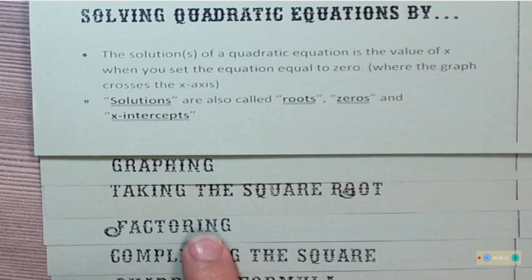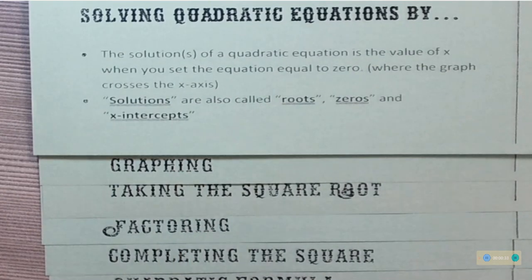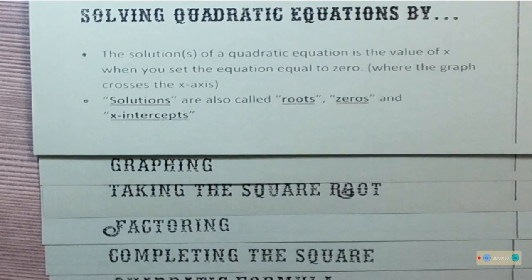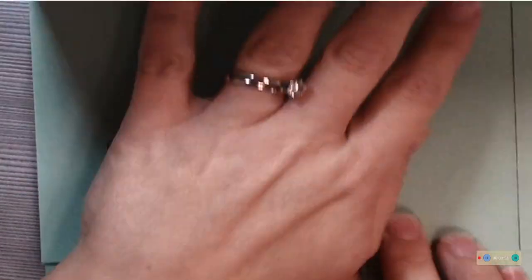Factoring is going to reveal two parentheses. That is your factored form. And if you remember, we were calling that intercept form. So the reason factoring is useful is because once you get it in factored form, you're going to go, oh, these are my x-intercepts, okay? So I have to show you how to solve by factoring.